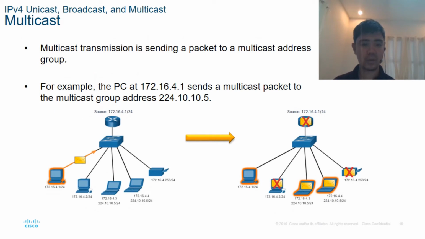Multicast is sent to a group. For example, this 172.16.4.1 will send data specific to a group. So there's what we call a multicast IP. In this case, in these two computers, the 43 and 44, we call this 224.10.10.5 a multicast address. It defines that these two computers are in one group, and we call that multicast.